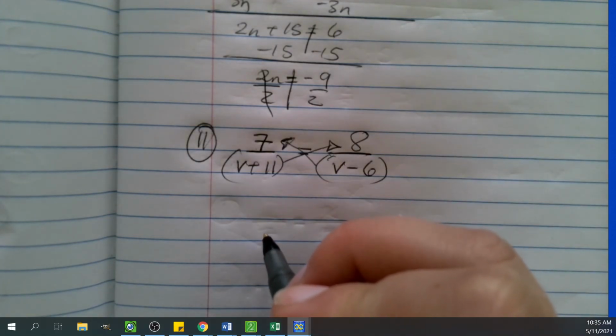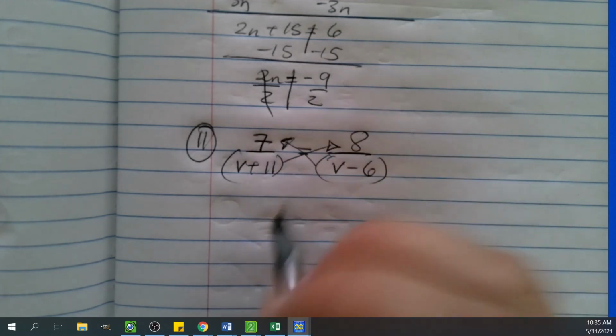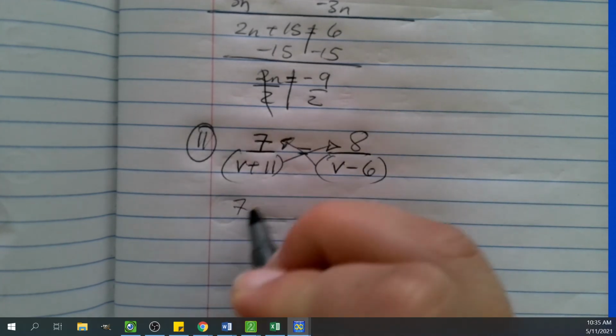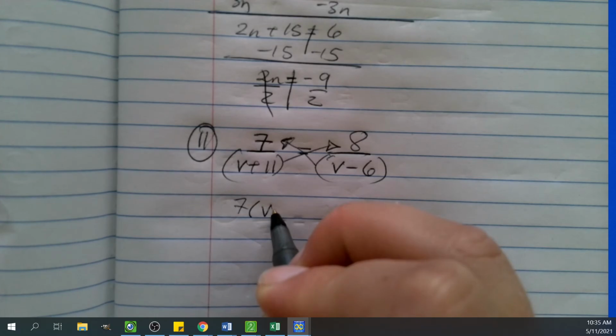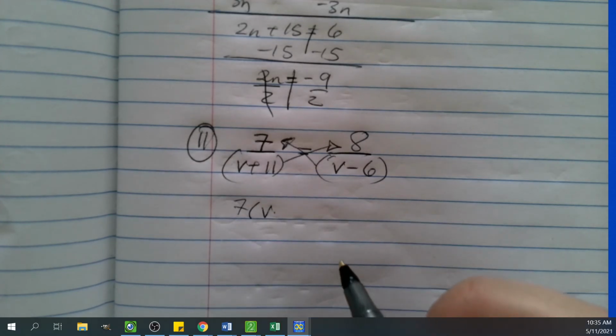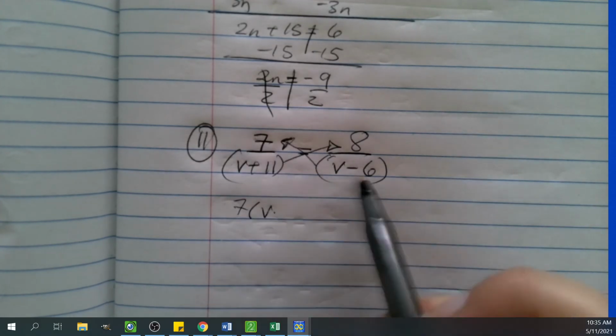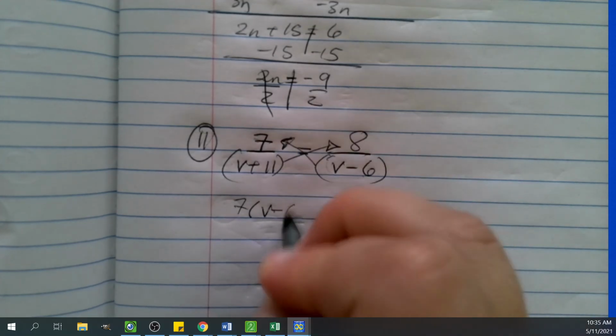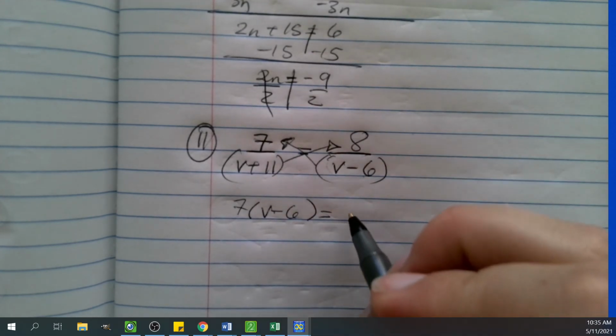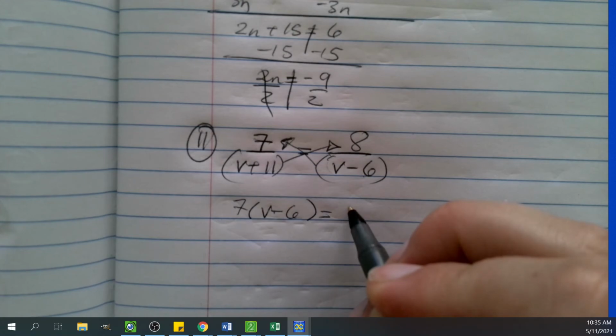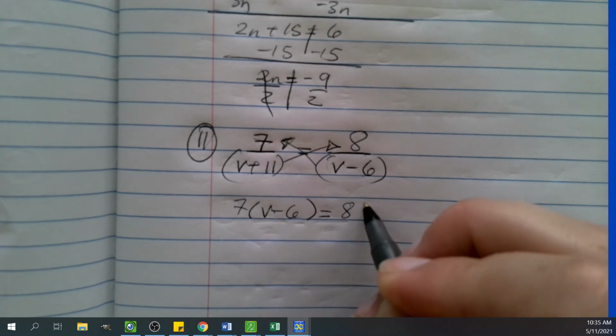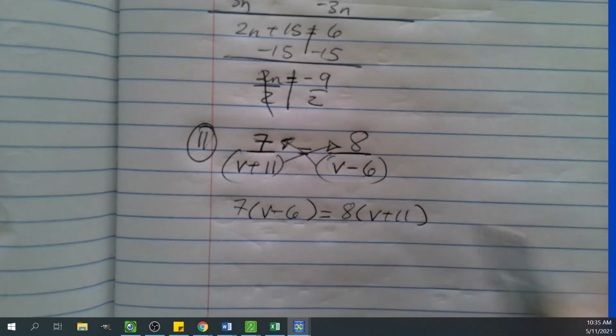Jacob, can you set it up for me? Tell me what to write down. 7 parentheses b plus 11. Nope. The 7 has to go with the b minus 6. Yeah. b minus 6. Good, I'm with you. And 8 parentheses b plus 11. Now I'm with you. Good.